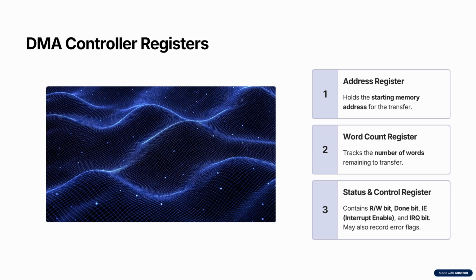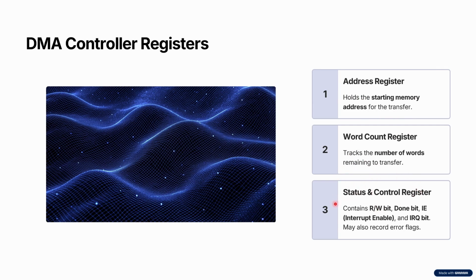These are the DMA control registers. There are three registers: address register, word count register, and status and control register. The address register, as we know, holds the starting memory address for the transfer. The next is the word count register. It tracks the number of words remaining to transfer.